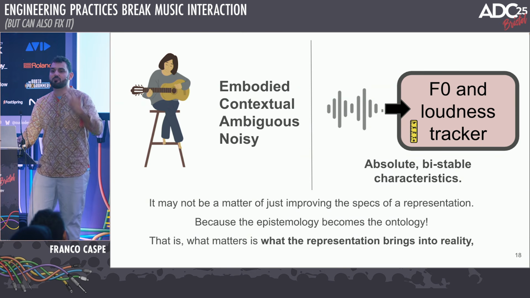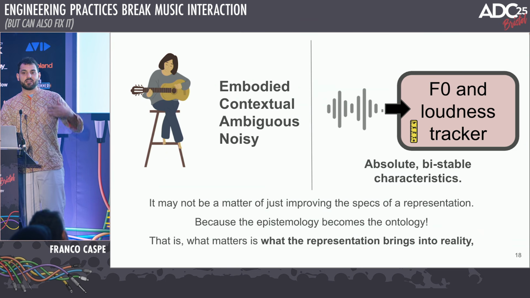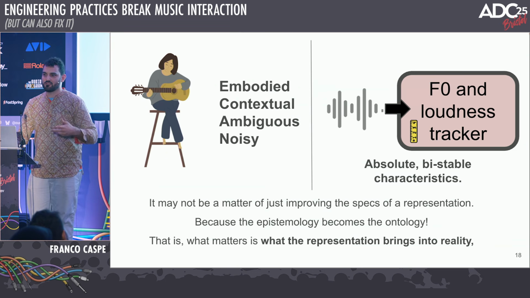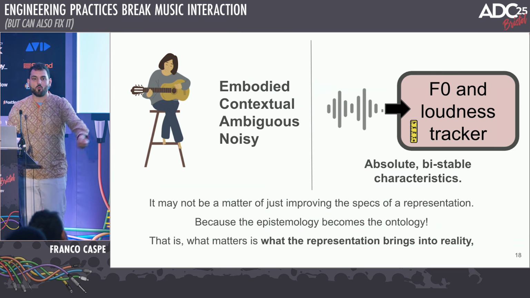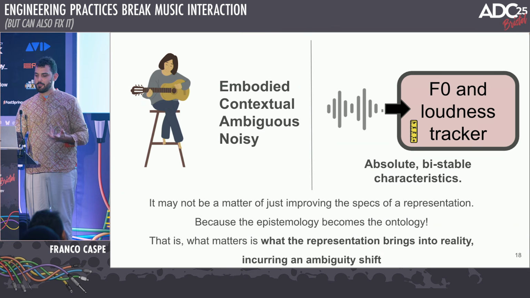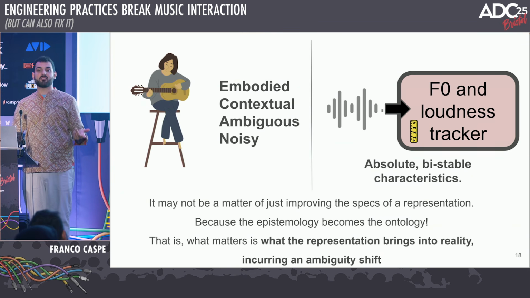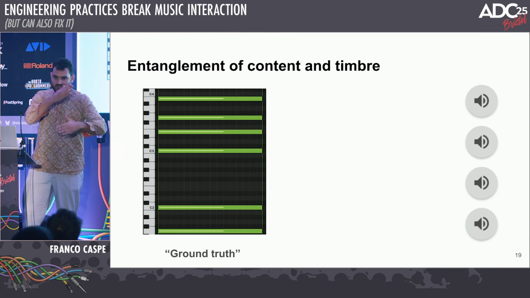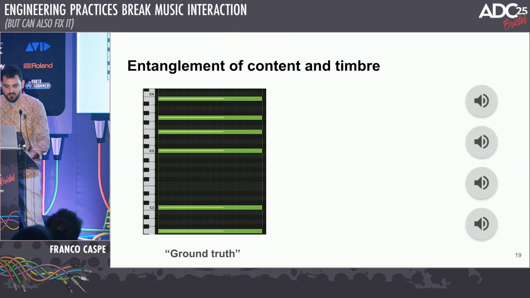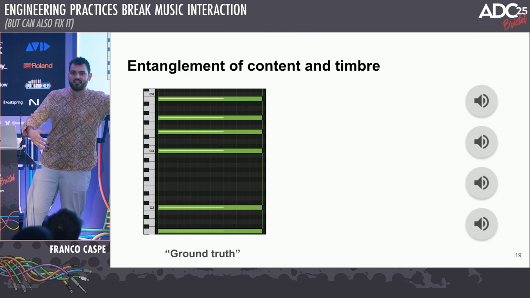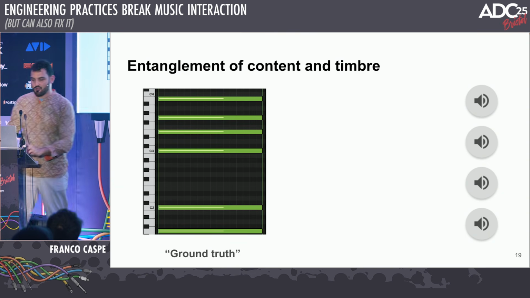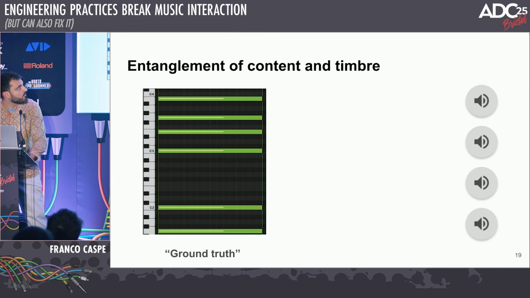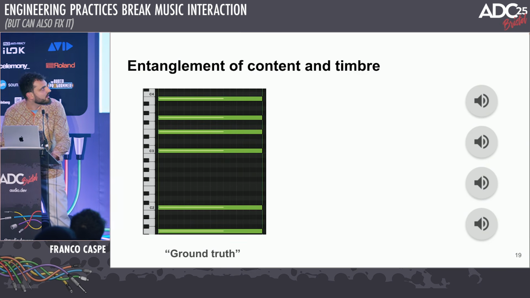It's not a question of improving the representation, but a question of criticizing, and thinking about the representations and what kind of events they bring to reality. And what is the treatment of ambiguity in this case? So let's take a look at a very quick example, showing how these things are not separable. When we consider, for instance, content and timbre, right? We were saying that timbre is isolated and we have content in the system. Well, let's take a look at something here.